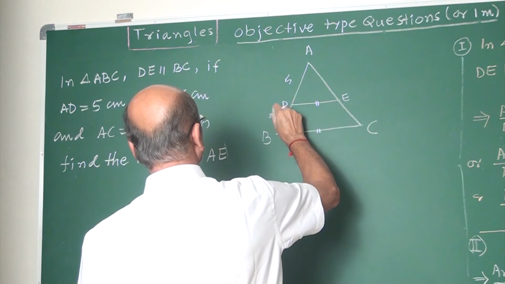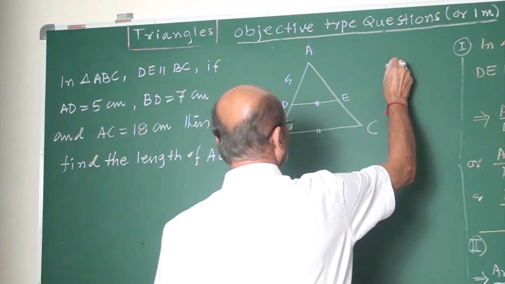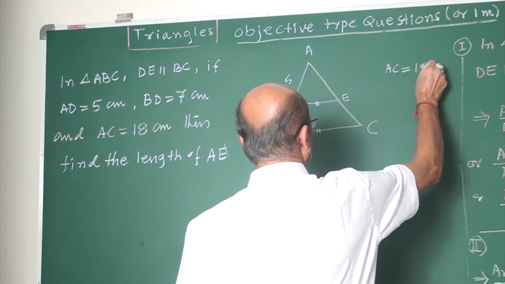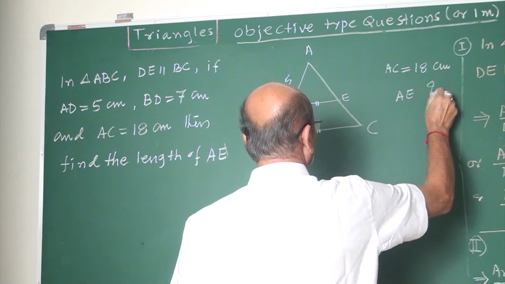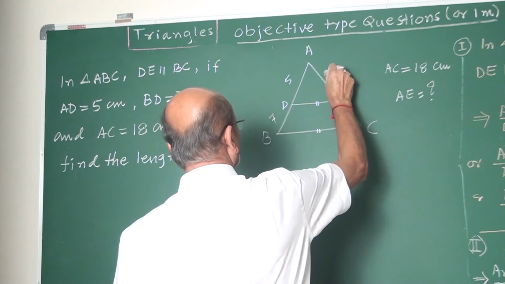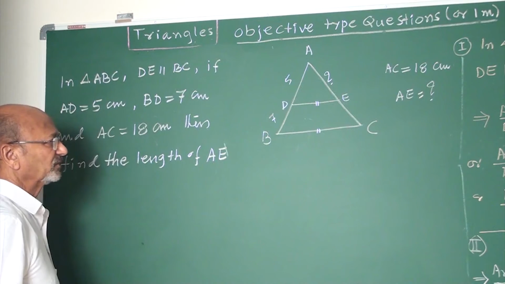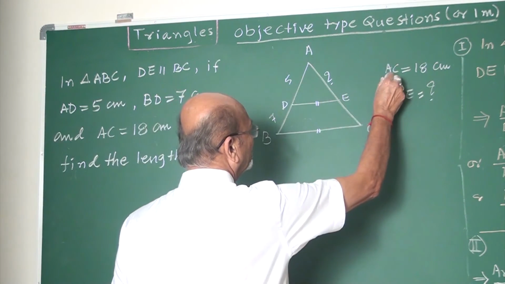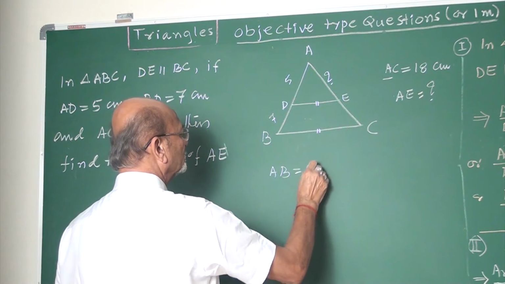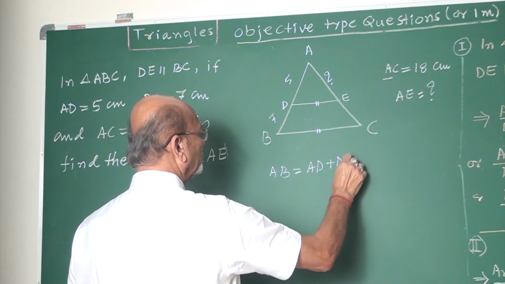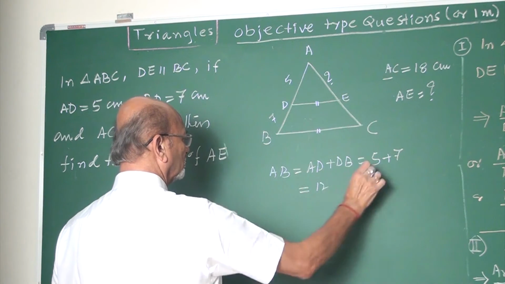Then BD is given as 7 centimeters. Then what is given? AC is given, my friend. AC is 18 centimeters. What do you want? You want to find what is AE. This is AE. Yes, my friend. When this side is AC, you want AB. Tell, what is the value of AB? AB is AD plus DB. What is it? 5 plus 7, so AB is 12.